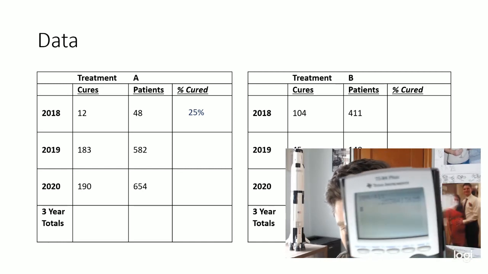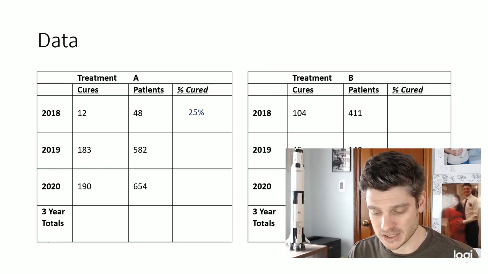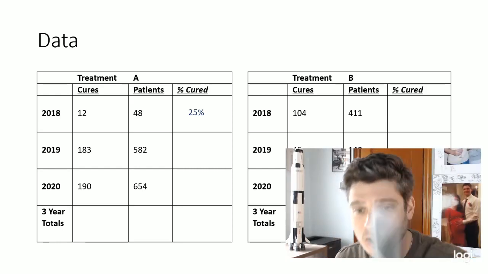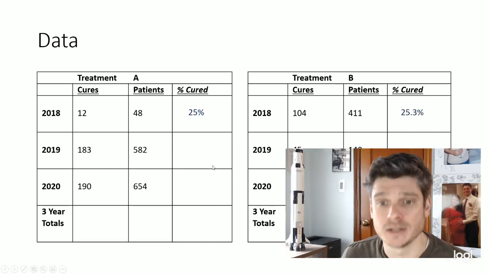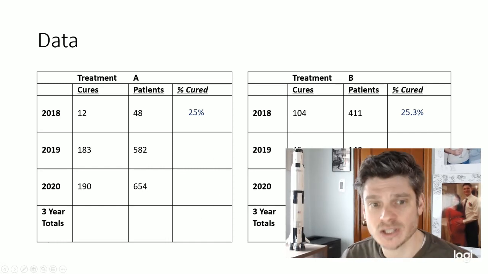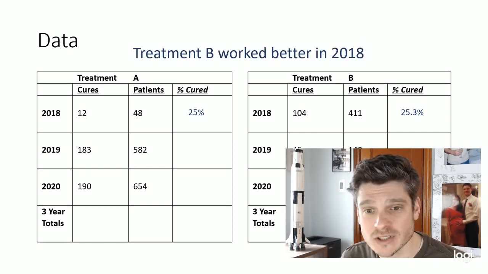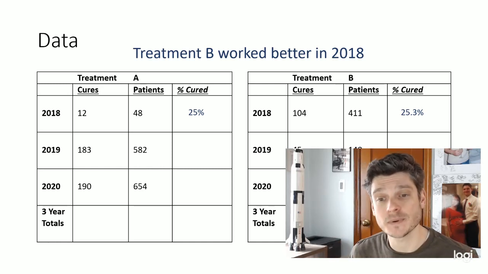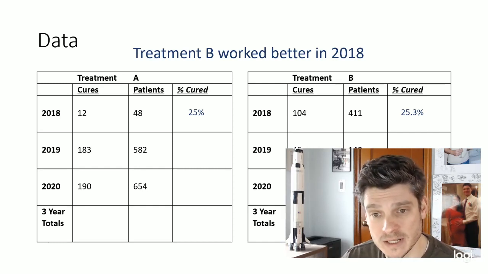So anyway, I divide those two numbers, and again, if I want to turn it into a percentage, I multiply by 100, so it looks like that percentage is 25.3 if I round to 1 decimal place. Now we have our two percentages. Let's compare. Which one was better? Well, it wasn't by a ton, but it definitely looks like treatment B worked better in 2018. You would have had a higher percentage chance of being cured if you were in treatment B's group.